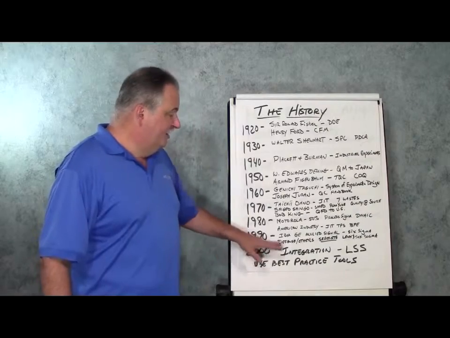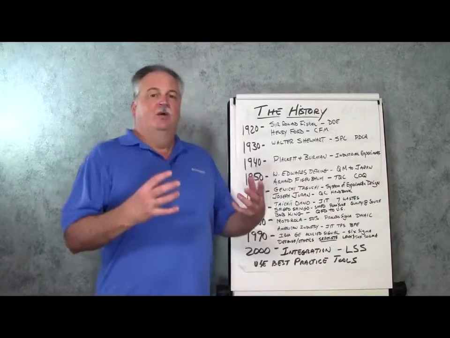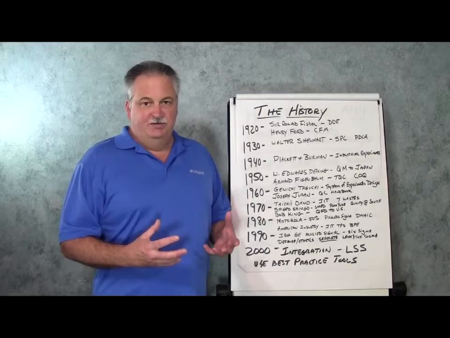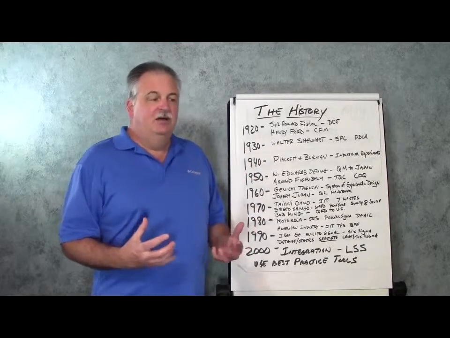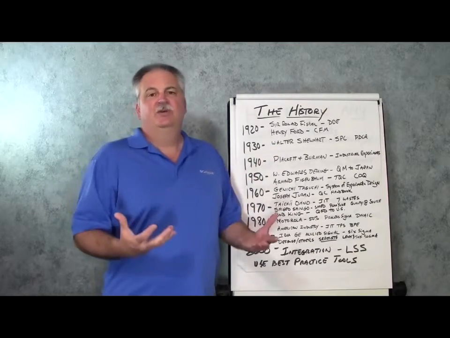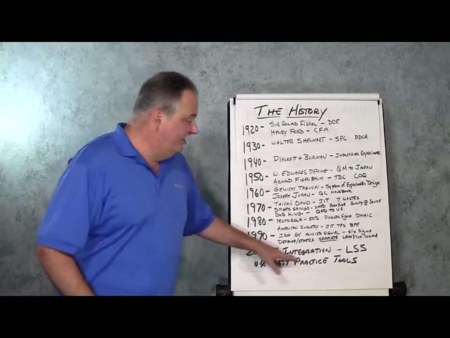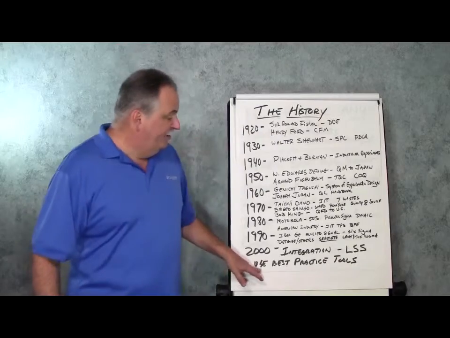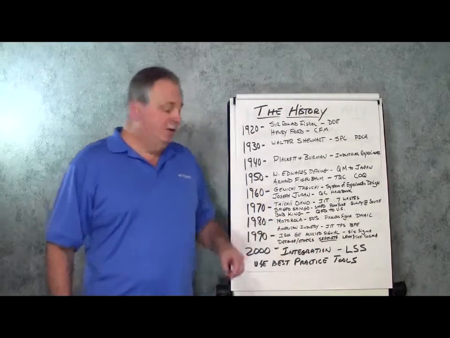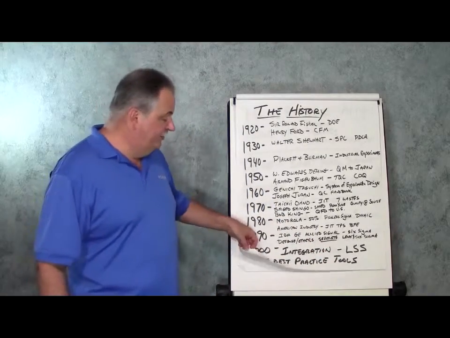In the 2000s, then we began to think about, well, we don't have unlimited resources. We have all these great tools and methods. If we combine them together, we can make some really dramatic improvements and utilize the resources that we have. So integration of Lean Six Sigma and use of best practice tools is the way to go, and that's what's going on now and into the future.